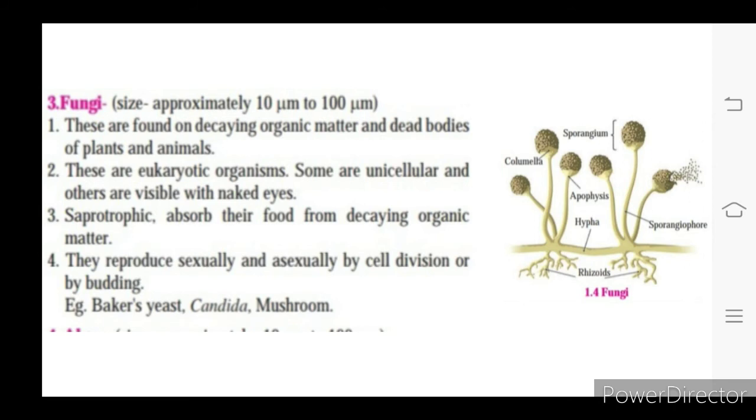For example, baker's yeast, mostly used in the preparation of bakery products, candida and mushroom. Now observe the diagrams very carefully here. The root-like structures are called rhizoids, and the horizontal stem is called hypha. If you observe the upper tip of the sporangiophore, that is the sporangium, there are seed-like structures there.